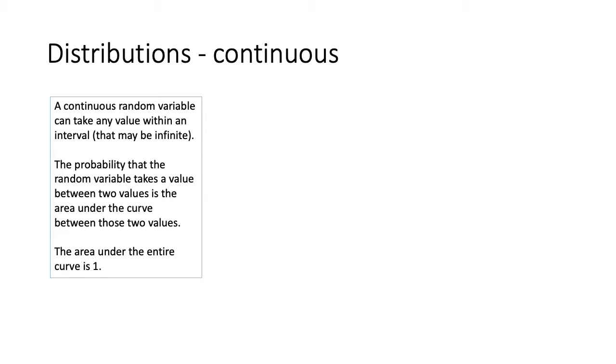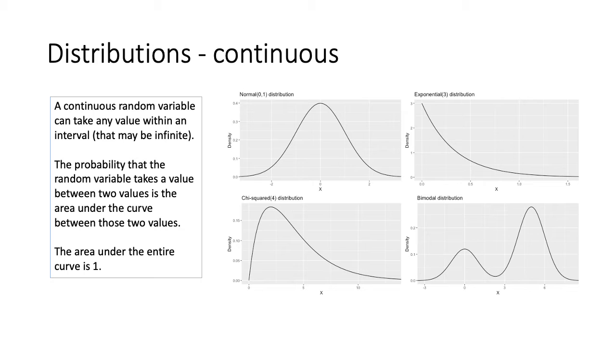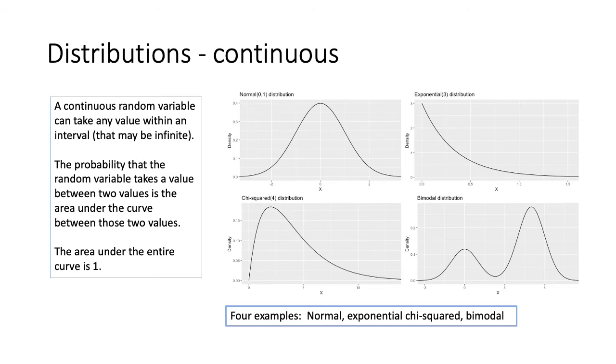For discrete distributions, we said that if you add all the probabilities together, it would give you 1. An analog for a continuous distribution is that the area under the curve is 1. And here we've got some examples. There's a normal distribution. Then we've got an exponential distribution. You might have heard of a chi-squared distribution. And then I've also included one which is a bimodal distribution. So we've got 2 peaks there. So there we are, 4 examples: normal, exponential, chi-squared, and bimodal.